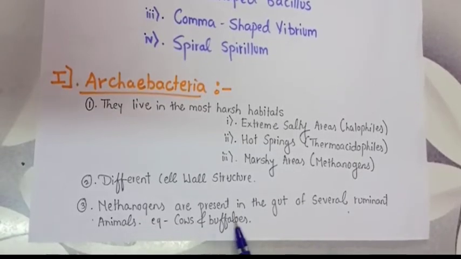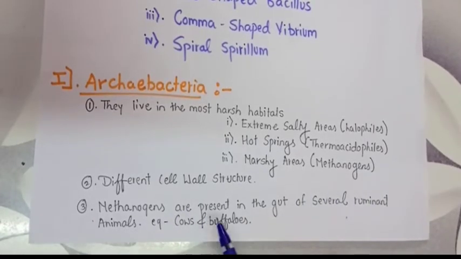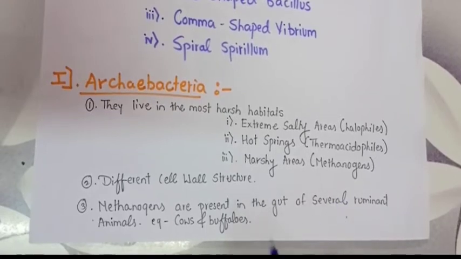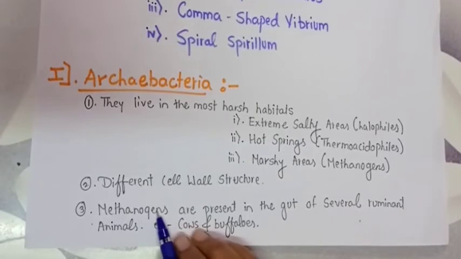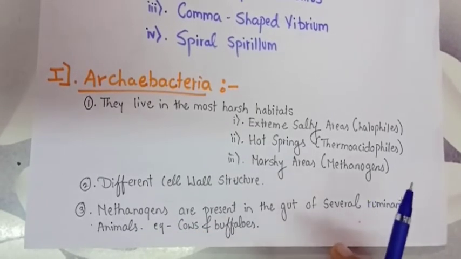for example cows and buffaloes. This is a very important point as this point has been asked as a question many times in the NEET exam as well as in CET exams. Here, methanogens are used for biogas production.